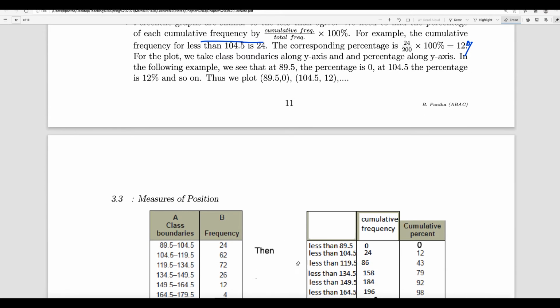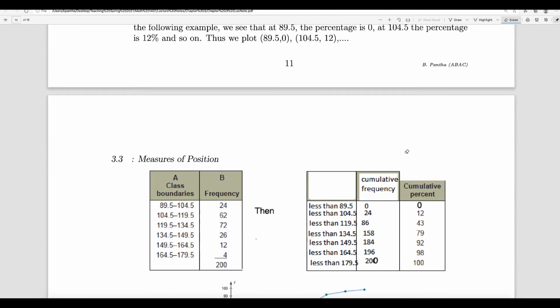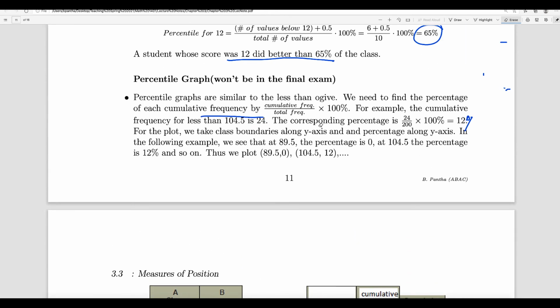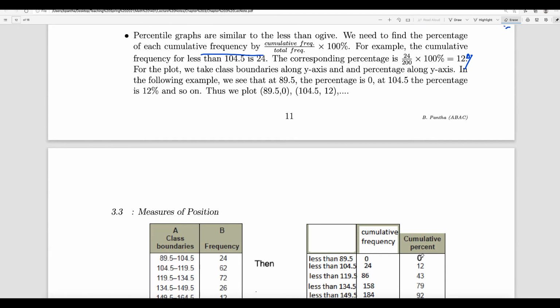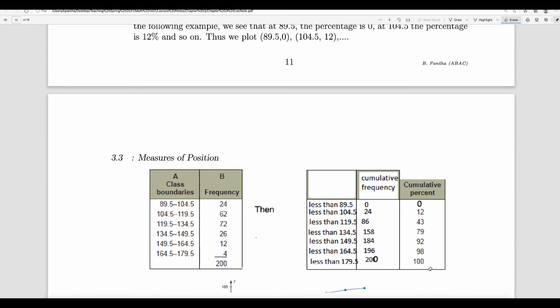Now, what you do is you need to find that less than 89.5 is 0, less than 104.5 is 24, and so on. Now, I want to find the percentage rank of all these cumulative data. So, what is the percentage rank of 0? It will be 0 over the total, which is 200, right? 0 over 200 times 100% will be 0. So that's why the cumulative percent is 0. For the next one, for 24, you do 24 over 200, that is the total, times 100, which is 12. And in that way, you find the cumulative percentage for each of those.